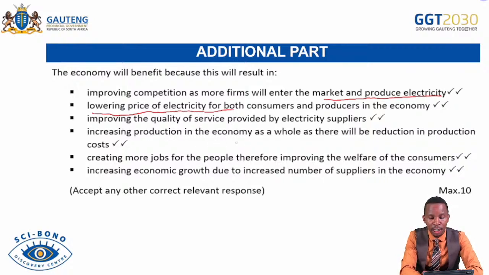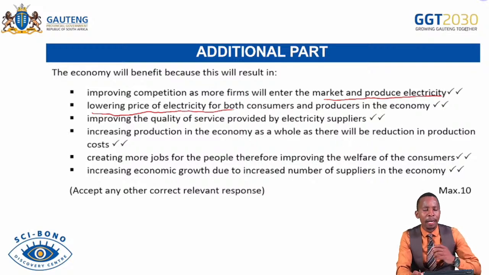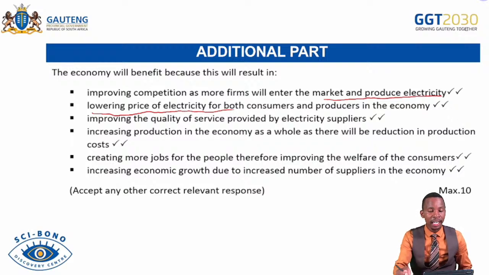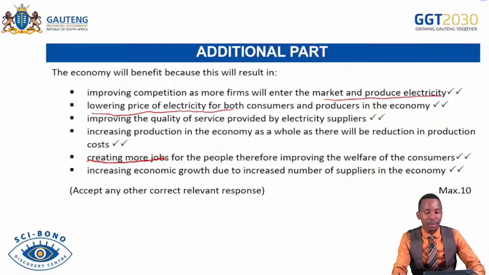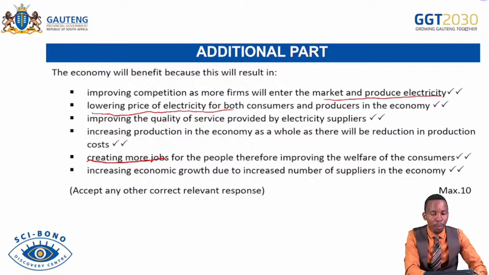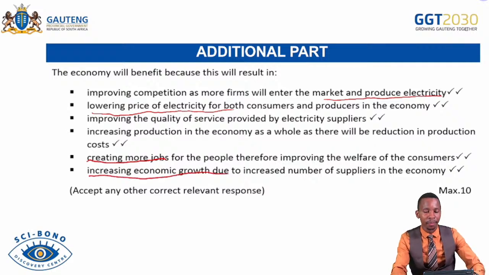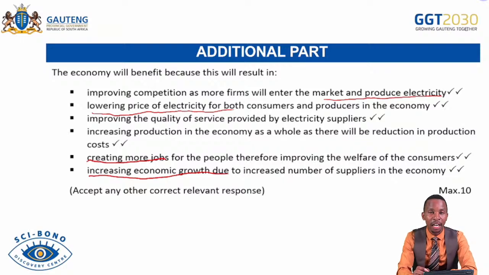Increasing production in the economy as a whole, where there will be more competition. If there is more competition, there are more firms coming in. That means output size within the market will be more, which will increase the supply of production in the market. And that will lead to more job creation or more opportunities created within the economy. And increasing competition results in an increase in economic growth. So any other relevant response would be given 10 marks.